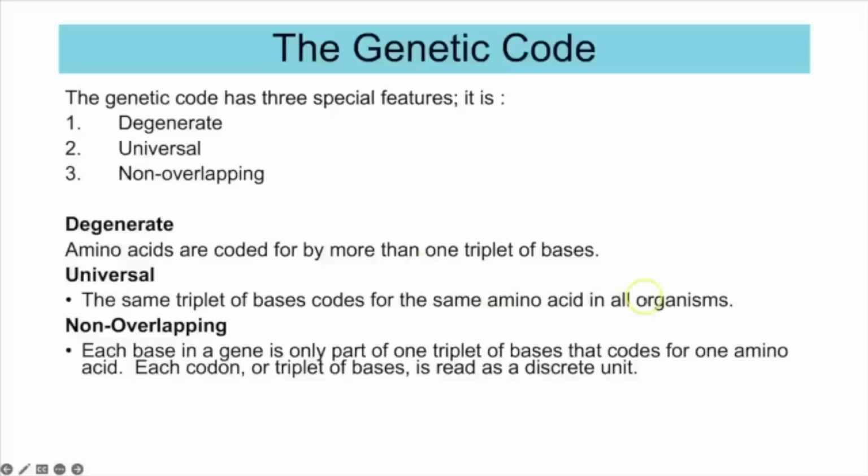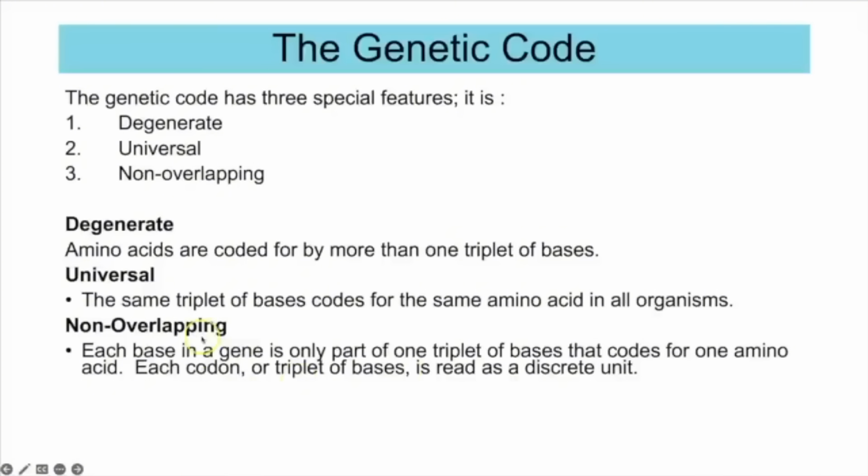Universal is advantageous in genetic engineering because it means that we are able to remove a human gene, for example the human gene for insulin, and insert it into the plasmid of a bacterium, and therefore the bacterium will make human insulin. Non-overlapping is also advantageous, linking to the concept of mutations.